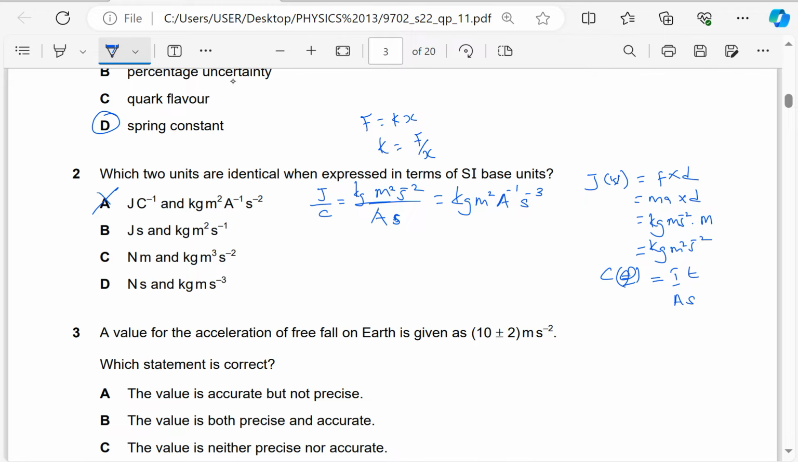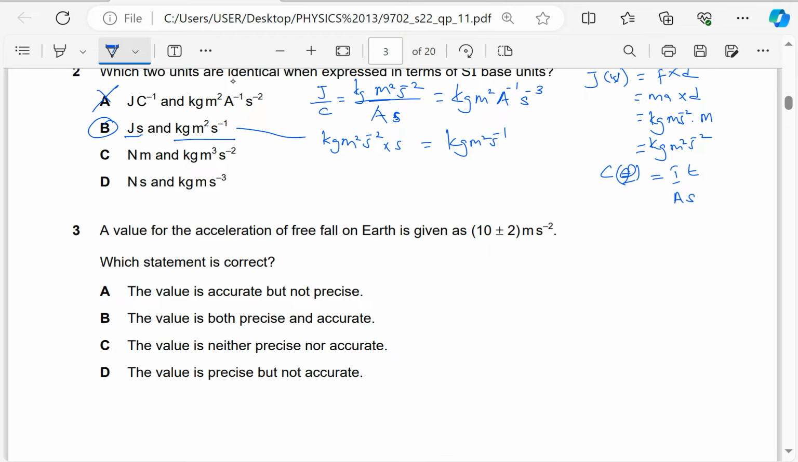Let's check B. Joules is kilogram meter squared per second squared, then times seconds. So this gives me kilogram meter squared per second. And of course, it means this unit is the same as this. So the answer is going to be B, even if I don't check the rest.